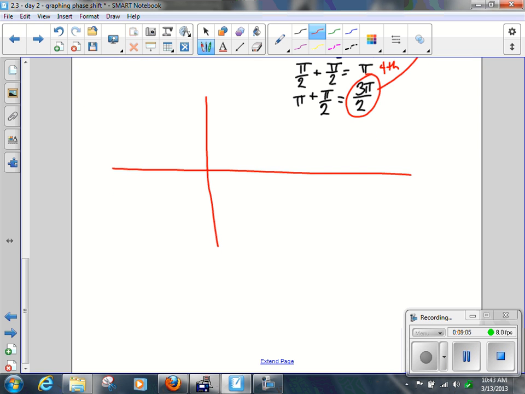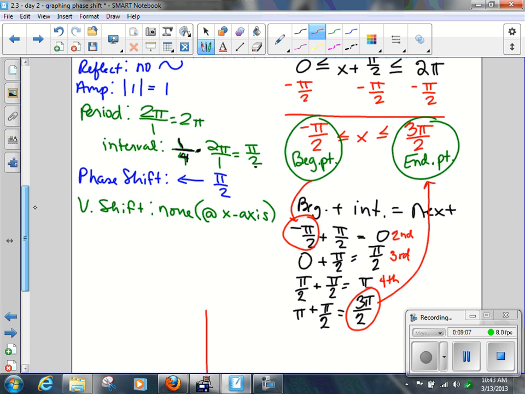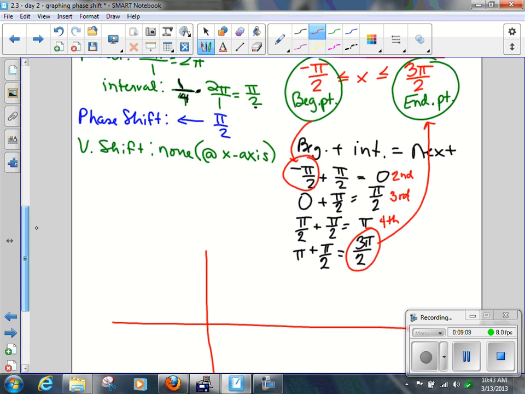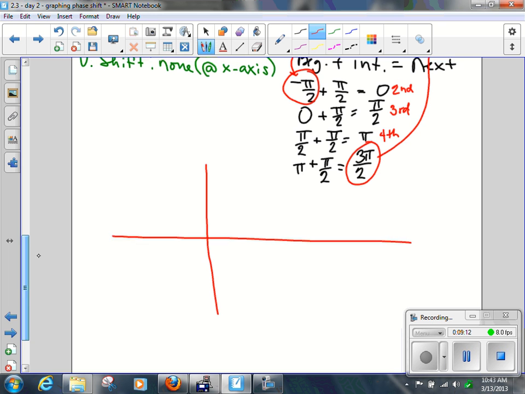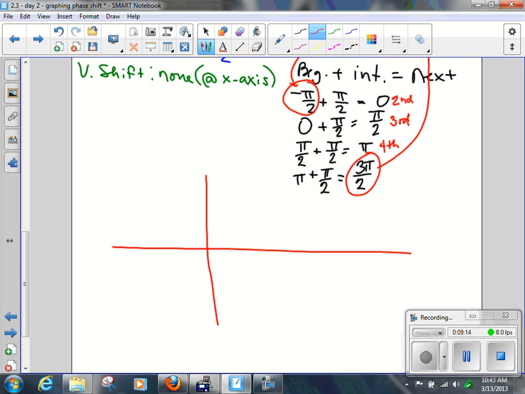Was this graph going to shift to the left? Pi over 2 units. And look what your beginning point is. Your beginning point is negative pi over 2, which is going to be over here. Now I want you to listen to me very carefully. You've got to equally space these intervals because they are pi over 2 units away from each other, okay? So I got my first one. What's my second one? 0.